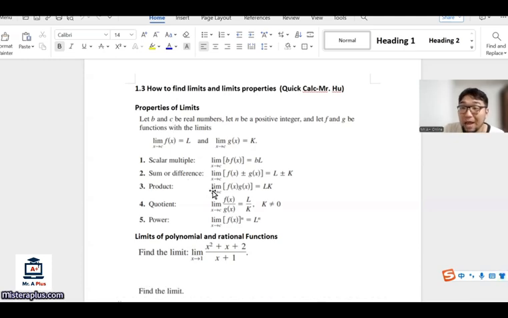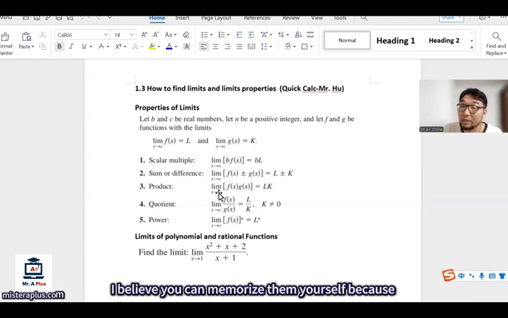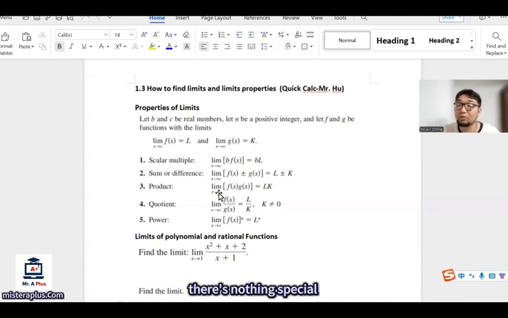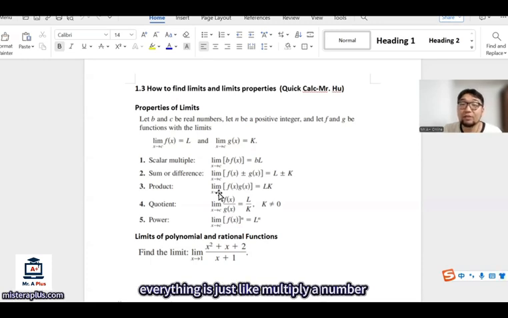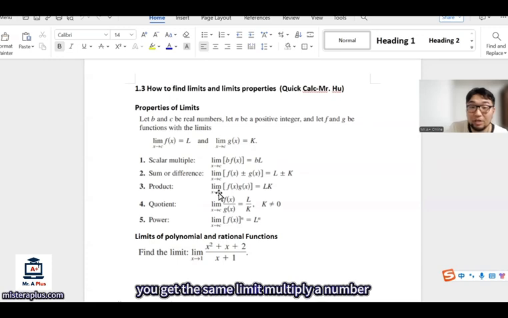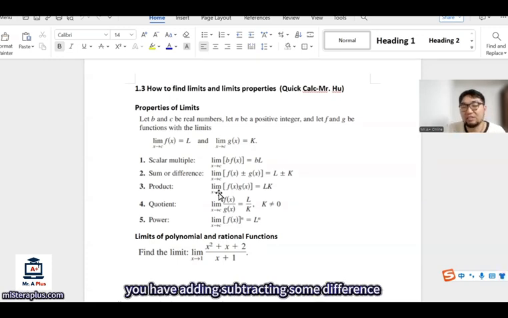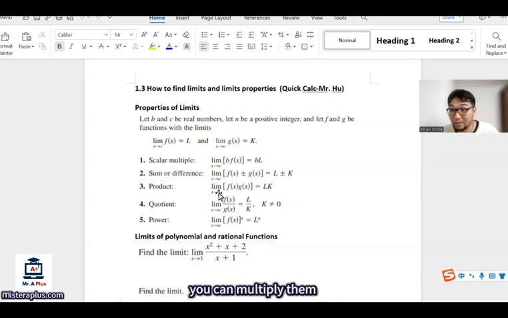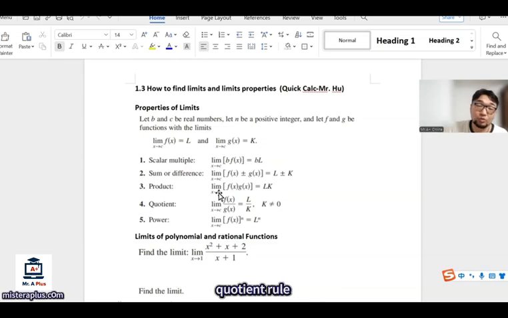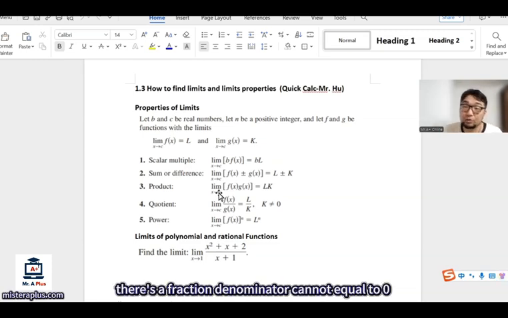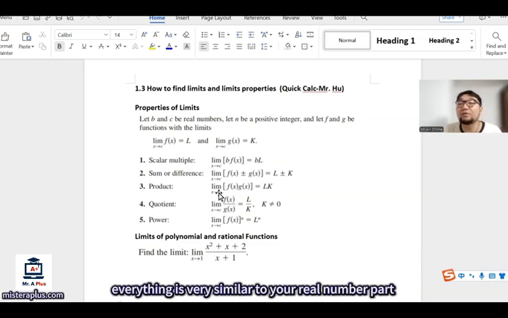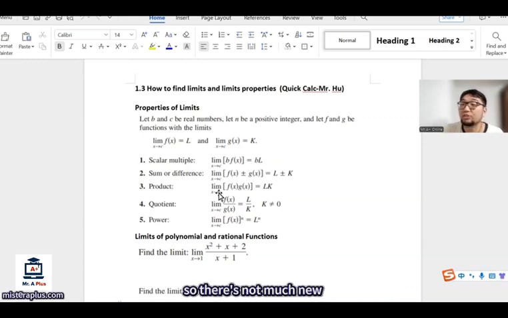These parts, I believe you can memorize yourself because there's nothing special, no special cases. Multiply by a number, you get the same limit. Adding, subtracting, sum, difference, you can multiply them, that's the product rule. Quotient rule, there's a fraction, the denominator cannot equal 0. Everything is very similar to your real number rules, so there's not much new.